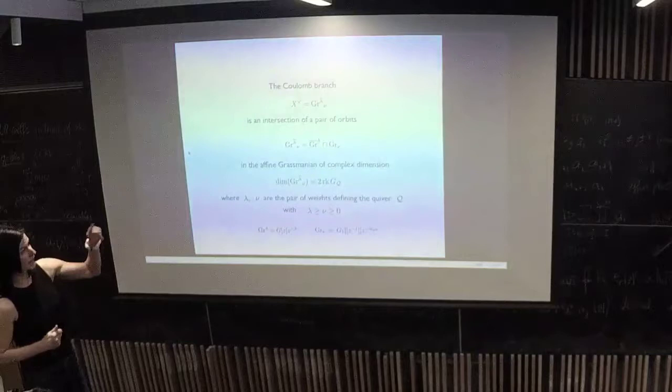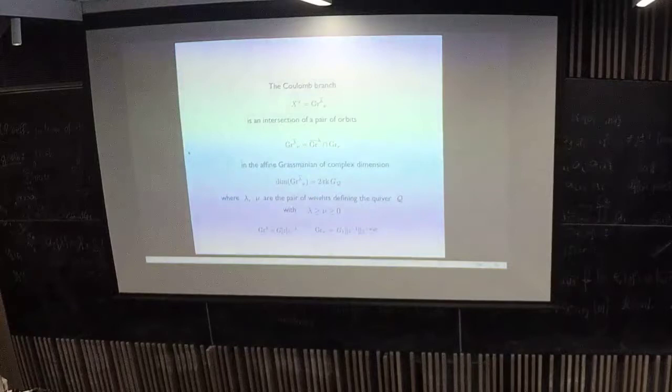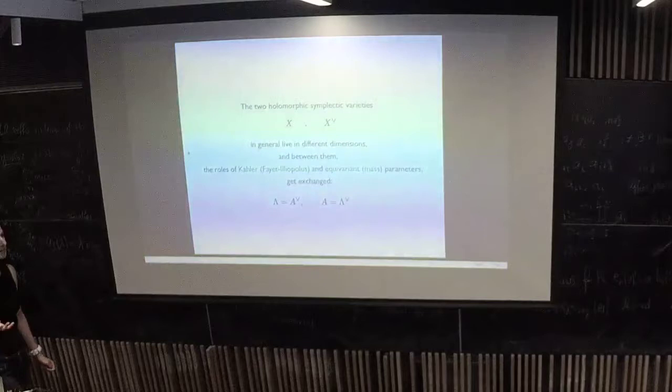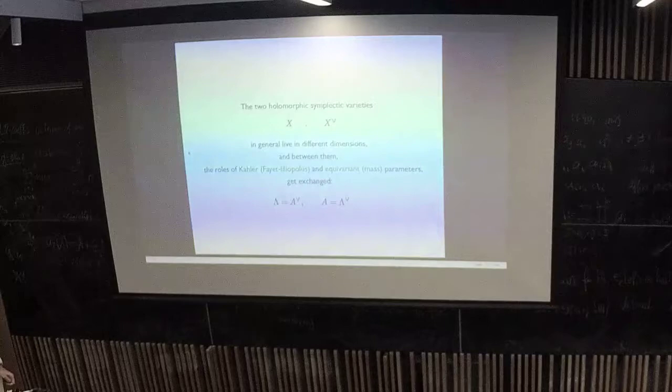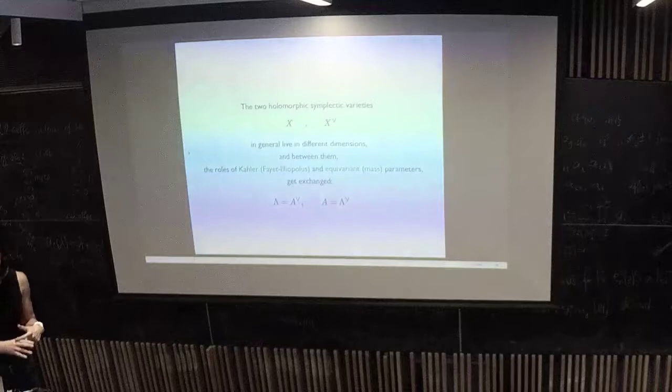So it's an intersection of a pair of orbits associated with lambda and nu that define both the conformal blocks and the quiver. If you haven't seen this before, it's too much, so I will not go through this in detail. It turns out that there's another way of thinking about X, which I'll mention in a moment. So for now, we get two holomorphic symplectic varieties, the X and the X check.